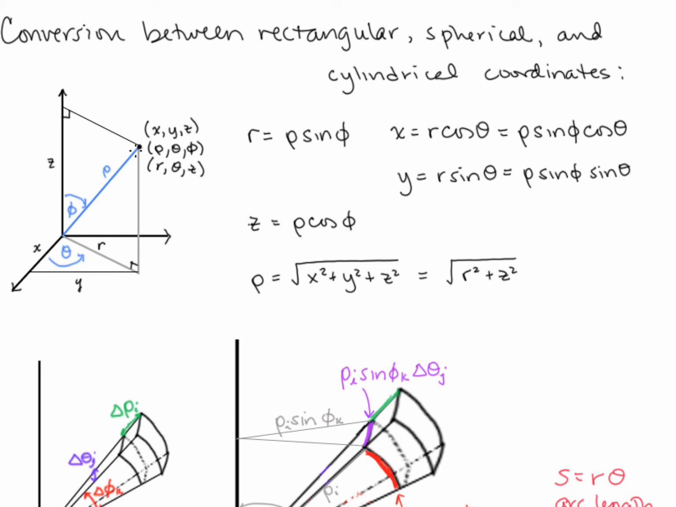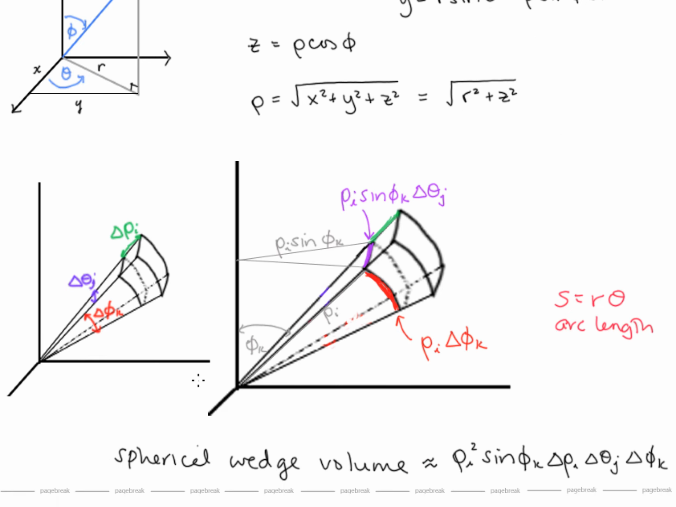And notice because rho is the distance from the point to the origin, we have rho being the square root of x squared plus y squared plus z squared, or we can write that as the square root of r squared plus z squared in cylindrical. Now when we think about our volumes in spherical coordinates, we need to think about how we would break up a volume for the Riemann sums in our triple integral.